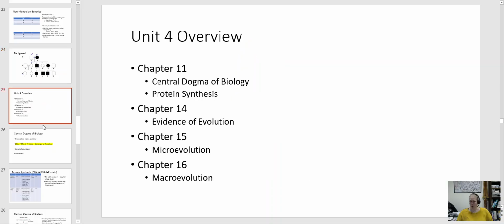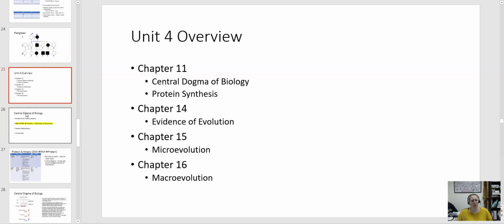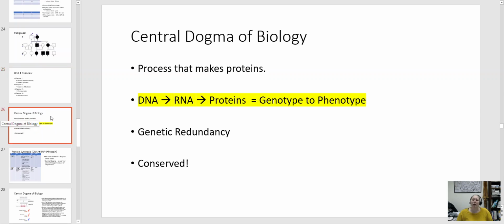For Unit 4, this is where we talked about protein synthesis, the evidence of evolution, microevolution, and macroevolution. So I think we did really good on Unit 4, if I'm remembering. I think everybody did well on this one. That's great. Unit 4 is going to cover that central dogma of biology. This is the process that makes proteins. So DNA to RNA to proteins is your genotype to phenotype.